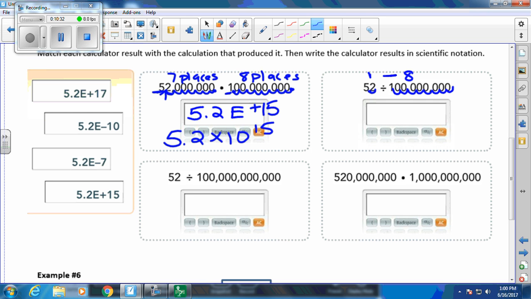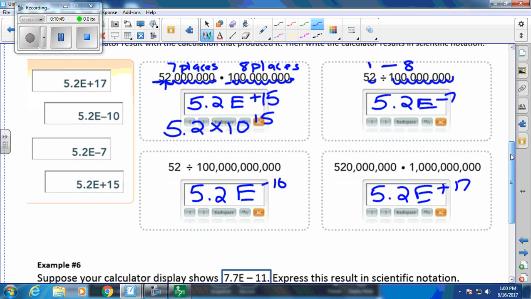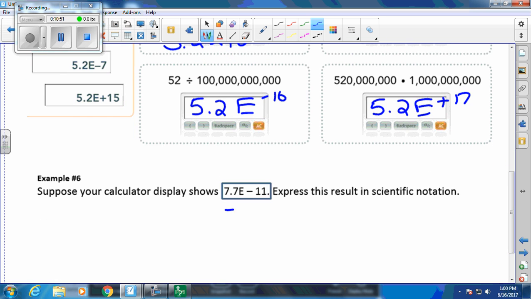I'm actually going to subtract these two, and so I get 5.2e-7. This next one would be 5.2e-10, and then 5.2e17. And then the last one, to write it in scientific notation, would just be 7.7 times 10 to the negative 11. I wouldn't worry too much about this whole e business and being nervous about it. You just need to know how to use your calculator.